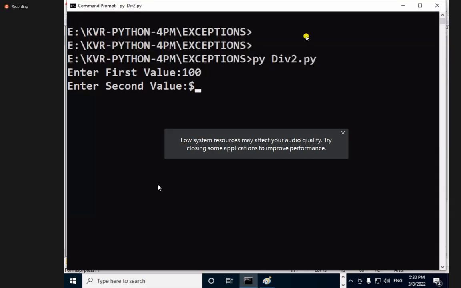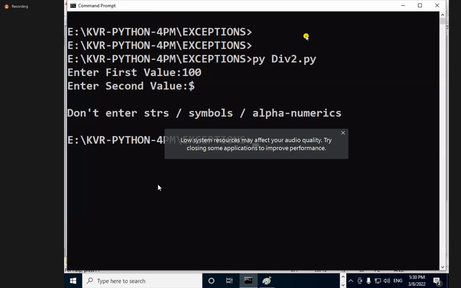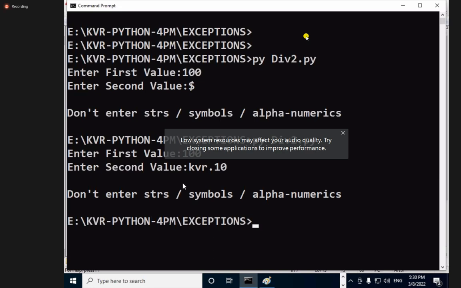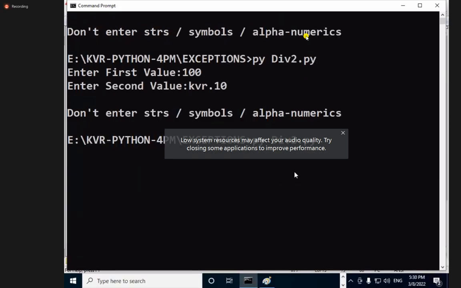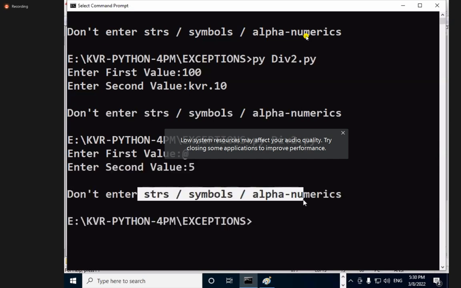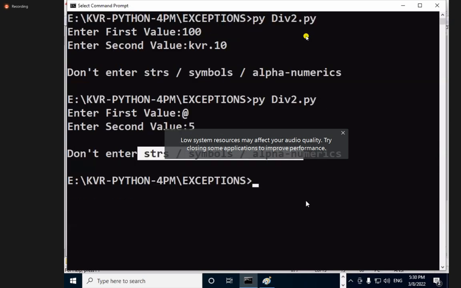See, students, execute it. Don't enter strings, symbols, or alphanumerics. Now you enter. I say 100, and I say KVR.10. You see, don't enter alphanumerics, special symbols, or anything. You enter something like the @ symbol and then 5, you get the message. Understand, students? Come on, next.